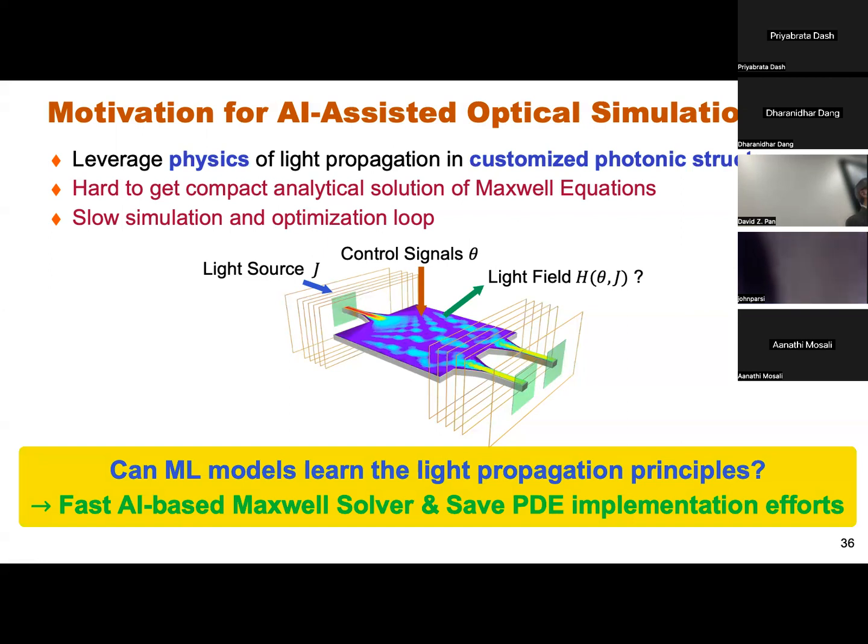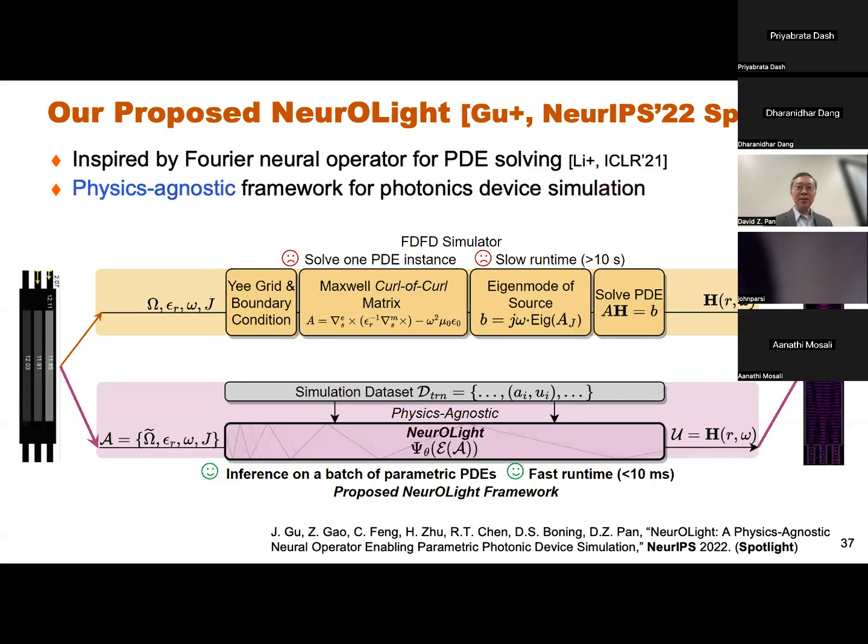Even NVIDIA, Anima, a professor at Caltech who is also at NVIDIA, is leading a group doing AI for science, climate change, all these things. Our work in Neuralight follows that principle. Essentially, it's inspired by Fourier neural operators to solve PDEs, partial differential equations, a very fundamental problem for the whole scientific community.